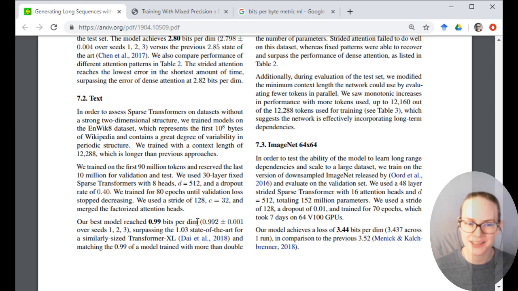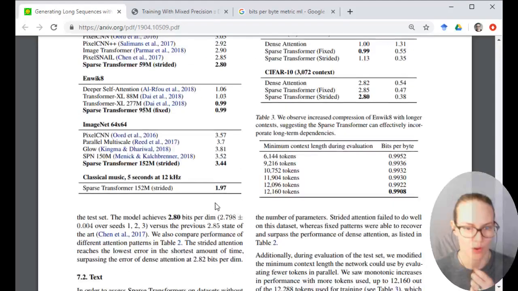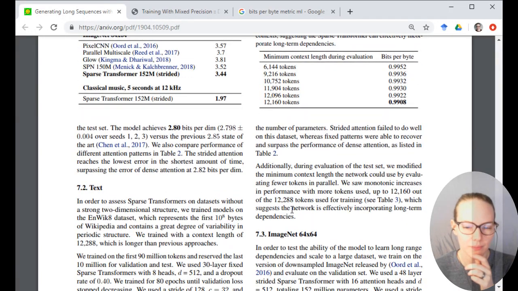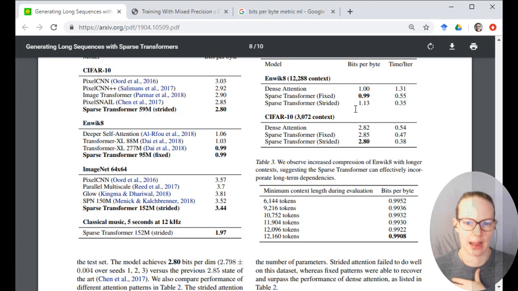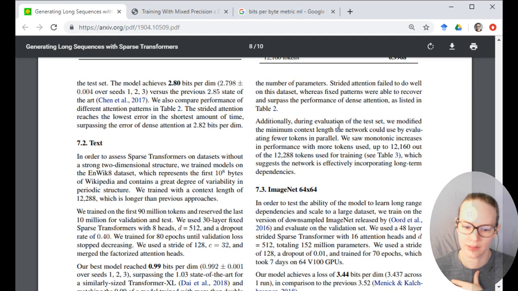They are using this for text, though, even though someone mentioned that it's generally only used for images. Surpassing the 1.03 state-of-the-art for a similarly sized Transformer-XL, Dai et al. 2018, and matching the 0.99 of a model trained with more than double the number of parameters. Strided attention failed to do well on this data set, whereas fixed patterns were able to recover and surpass the performance of dense attention, as listed in Table 2, which we looked at before. It is interesting to me that fixed would do better than strided. I don't have a reason to believe that wouldn't be the case, but it's a little bit interesting.